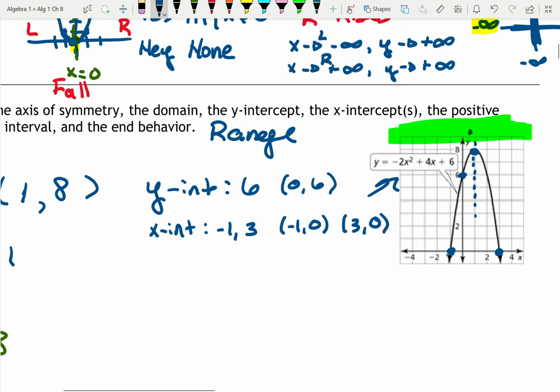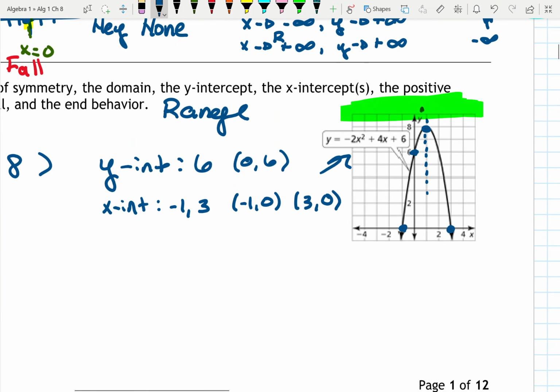Next up, we want to do positive interval and negative interval. So we've got positive and negative. Now on our last graph, it was kind of easy because everything was positive except just one little bitty spot. This one's not going to be quite as convenient. We have these x-intercepts here, which means that in the middle we have positive because it's arched above the x-axis. Then these edges, it's negative.